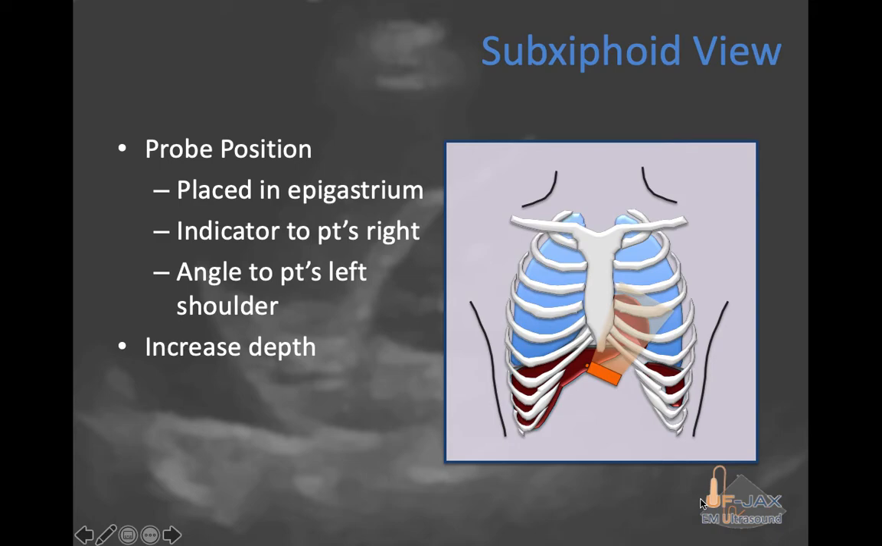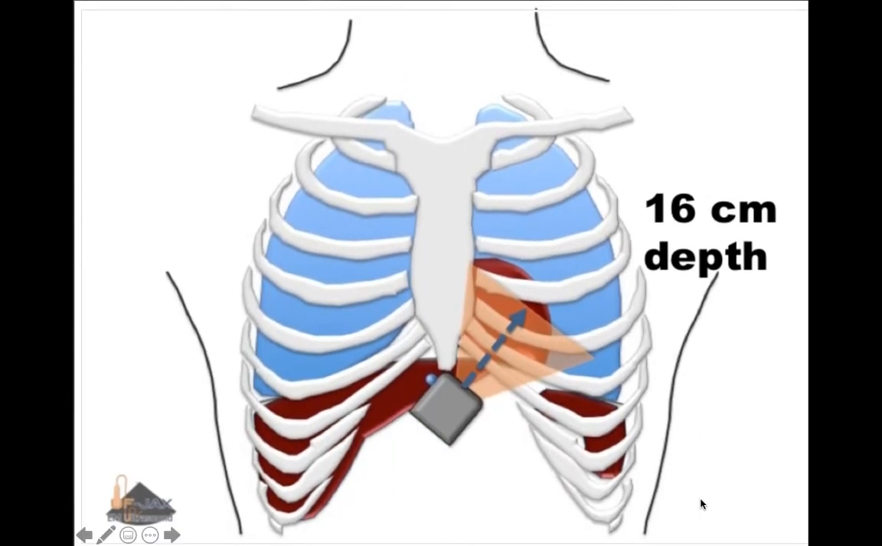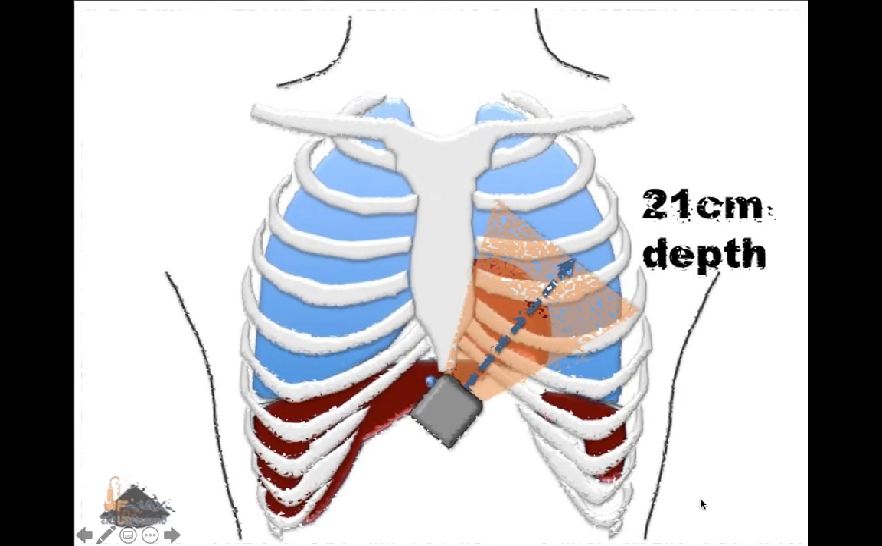Just remember we are imaging farther away from the probe than in the previous two views, so it's important to increase your depth settings on the machine in order to bring your heart into view. Increasing the depth in the subxiphoid view is essential. The default depth setting of 16 centimeters will not allow for complete viewing of the heart and the posterior pericardium. However, by increasing the depth of view to at least 21 centimeters, the heart will be centered on the screen and the pericardium will be visible.